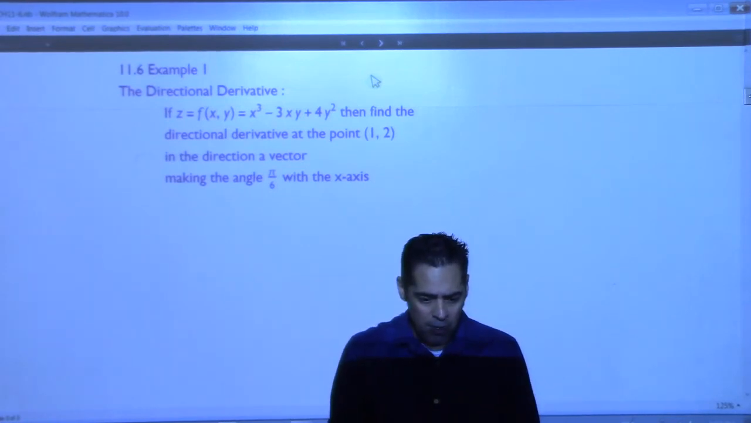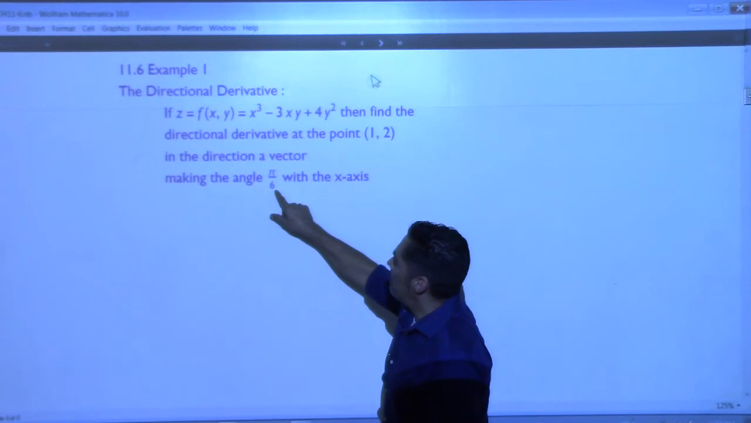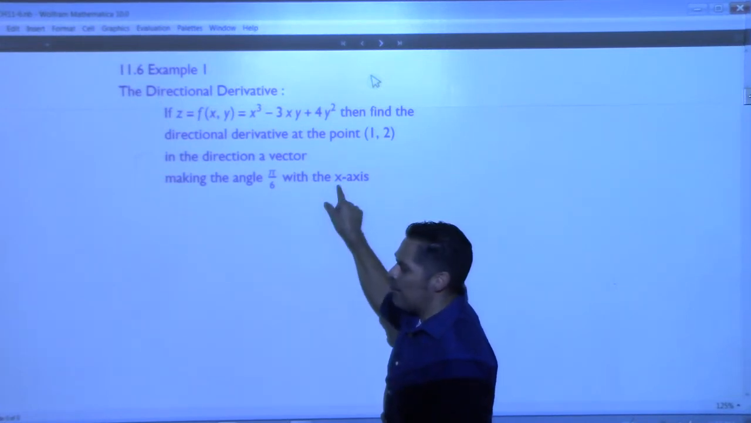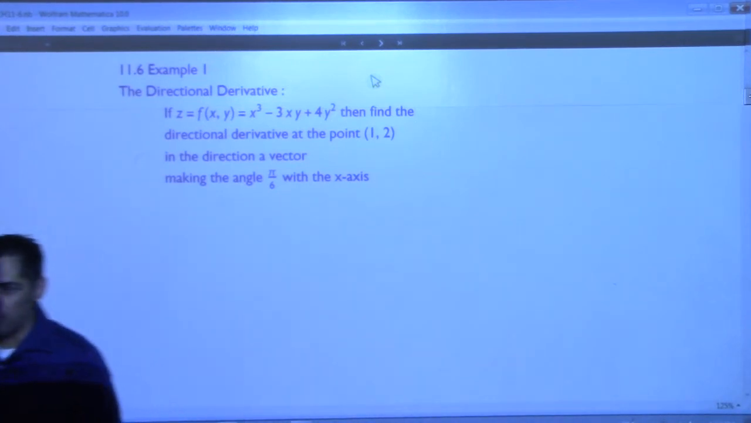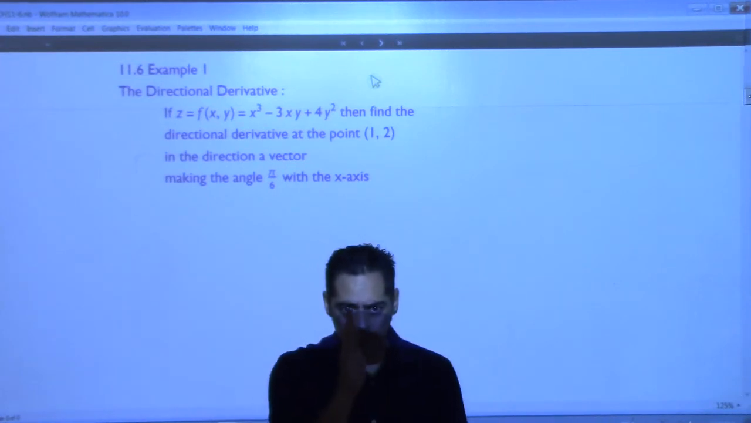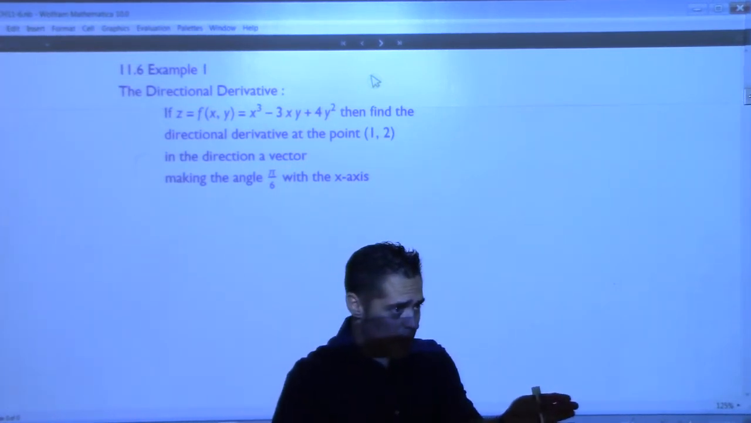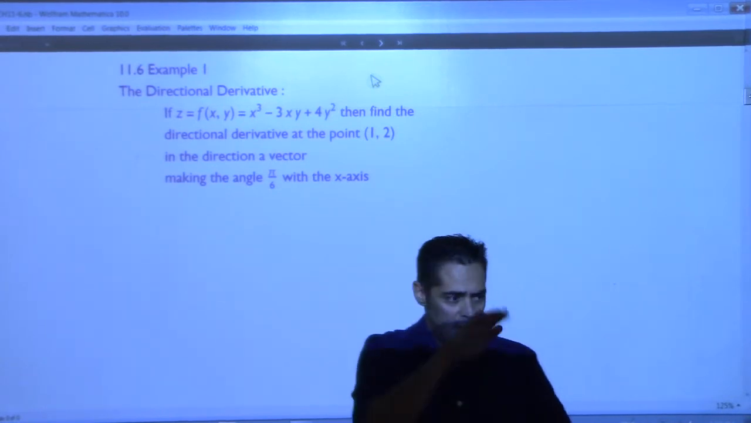Now what I want to do is point myself in a direction that makes an angle of pi over 6 with the x-axis. Remember, I'm standing here on the surface. Here's the origin, here's the x-axis, and pi over 6 is a little rotation this way. I imagine pointing parallel to the x-axis, rotating pi over 6, and then I take a step. Am I going up or down? What's the rate of change?